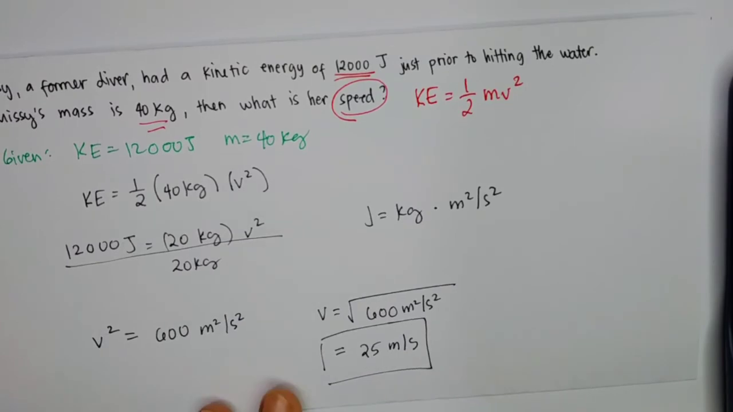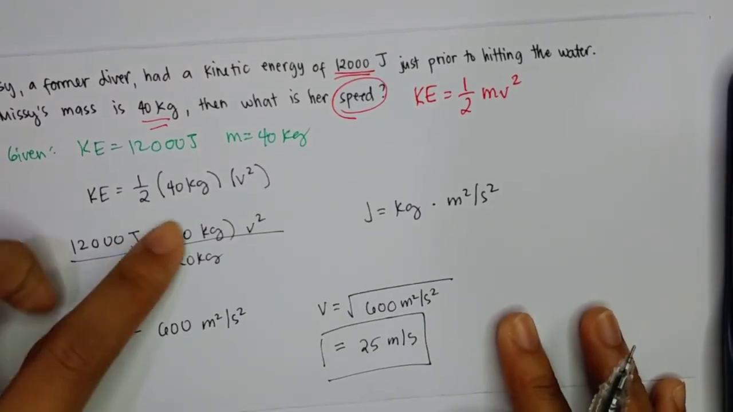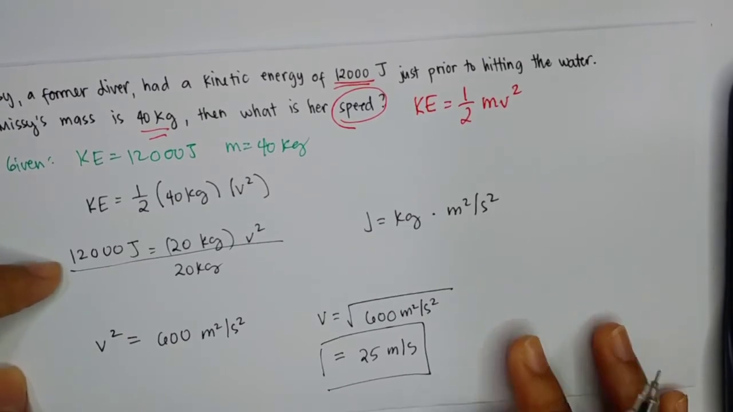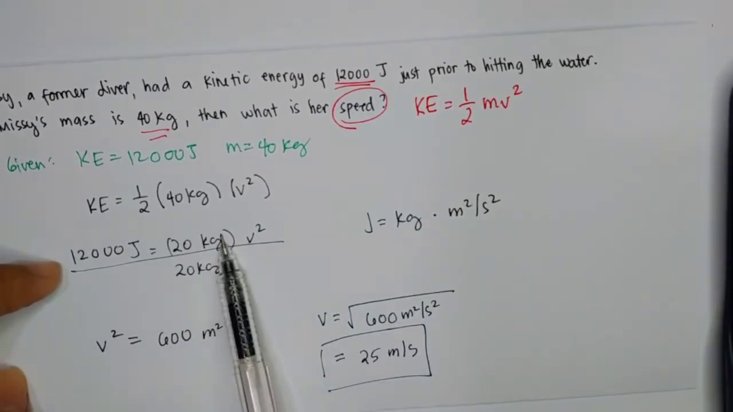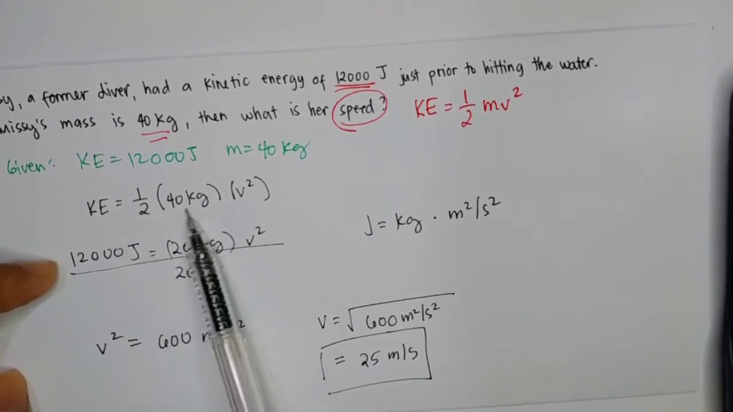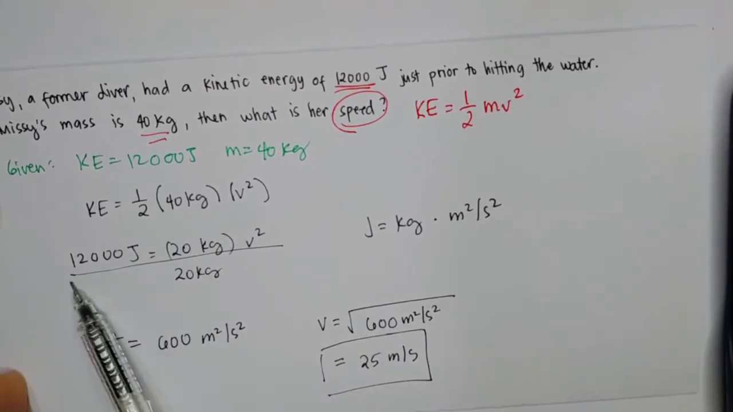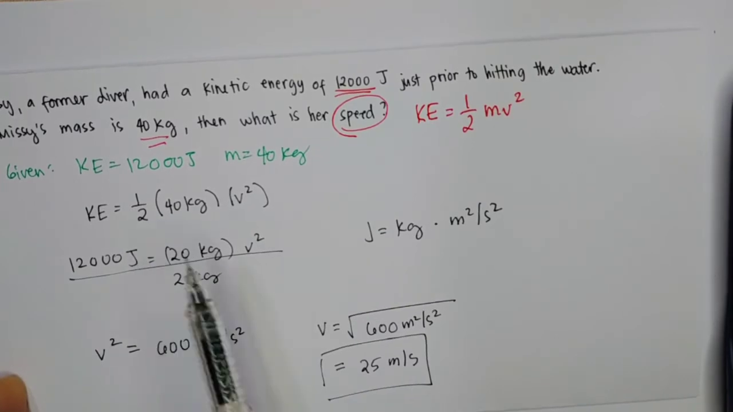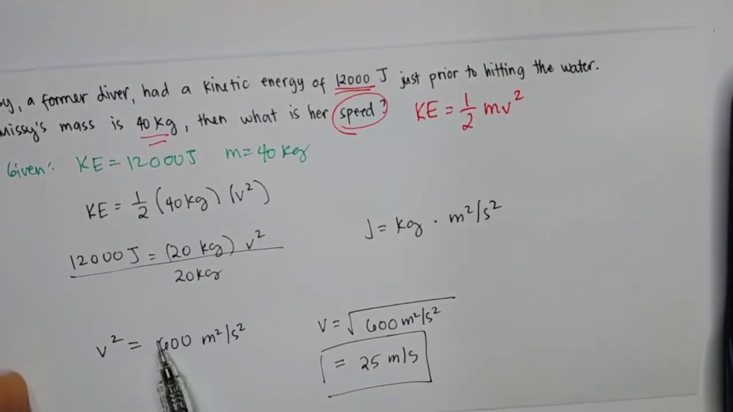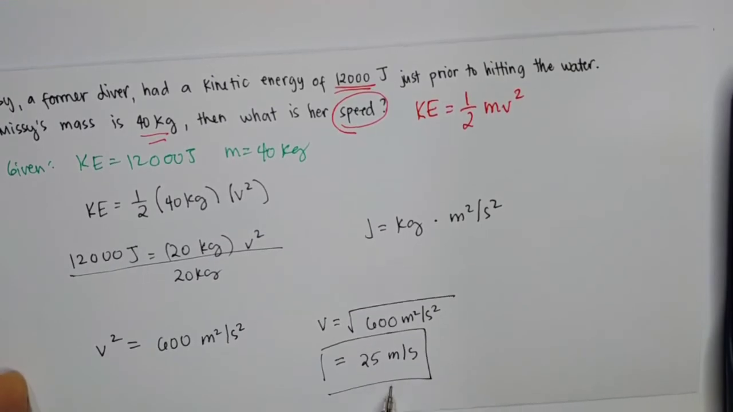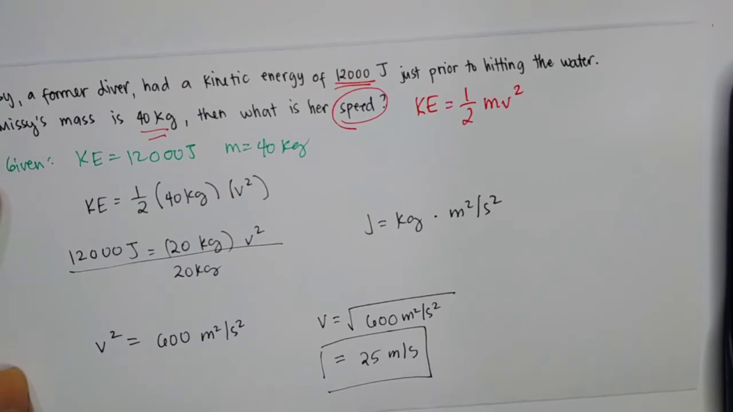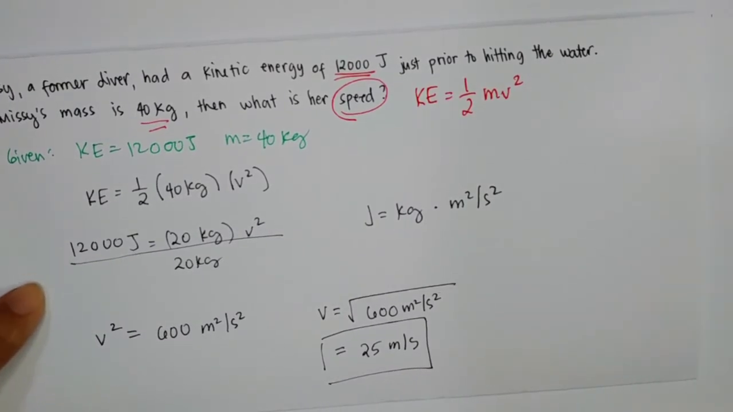Again ha, nag-derive lang tayo. I-substitute muna natin itong KE, yung kinetic energy natin na given. Then, substitute natin ito sa yung mass. Then, multiply sa 1/2, that is 20. Then, divide both sides by 20. Then, get the square root of our answer. Then, we can have our speed. So, ganyan lang yung process. Okay? Let's proceed sa example number 3.